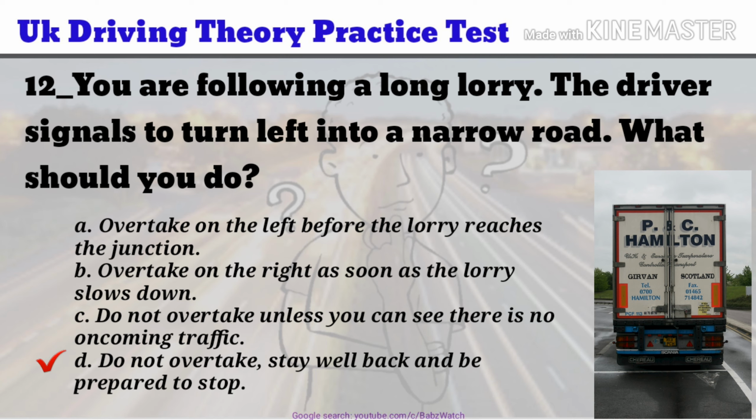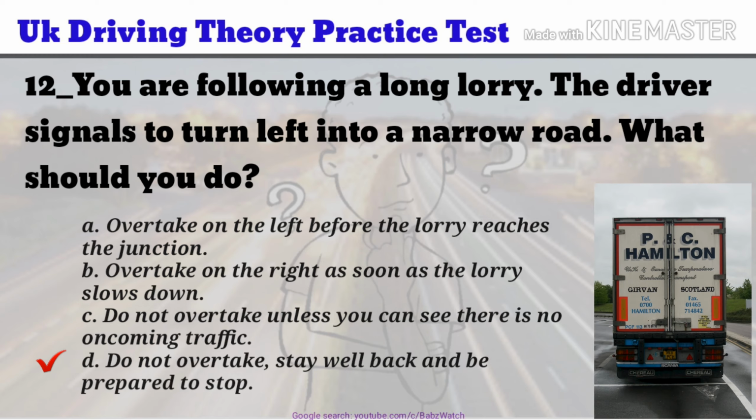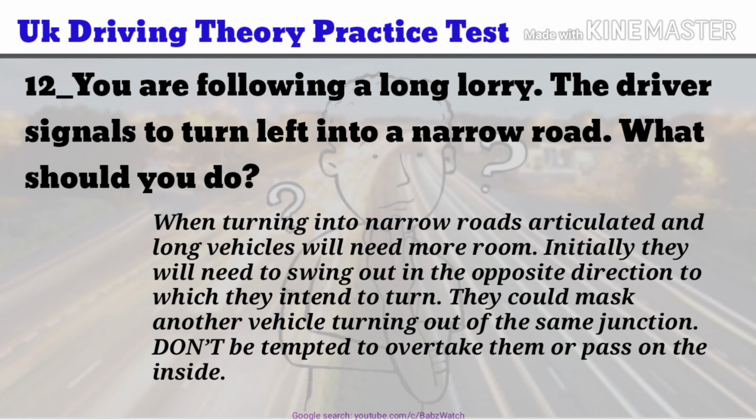Do not overtake. Stay well back and be prepared to stop. When turning into narrow roads, articulated and long vehicles will need more room. Initially they will need to swing out in the opposite direction to which they intend to turn. They could mask another vehicle turning out of the same junction. Don't be tempted to overtake them or pass on the inside.